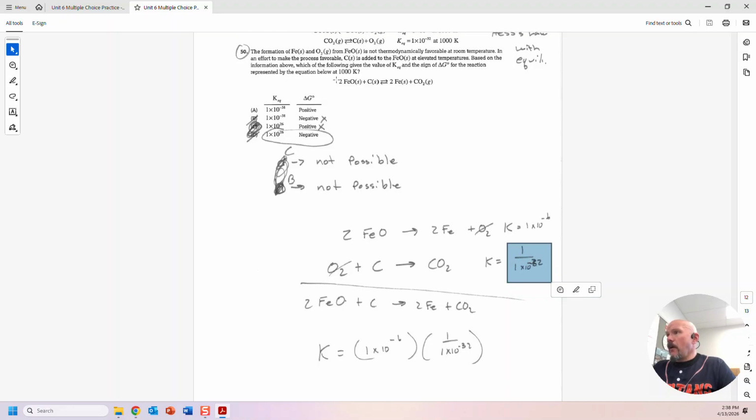So if we add them, we get our overall reaction. But remember, for equilibrium constants, we don't add them like we do with delta H's or cell potentials or whatever. We multiply them. So this times this would be our new equilibrium constant, and that comes out to be that number, 1 times 10 to the 26. So since our equilibrium constant is greater than 1, our delta G has to be negative, right? Okay.